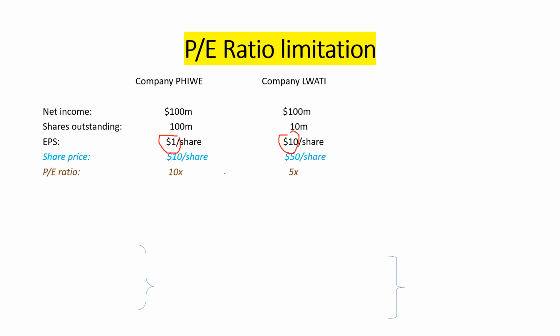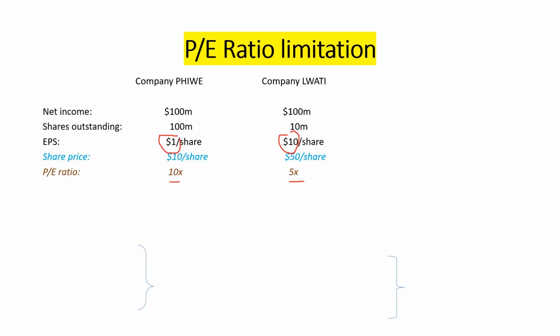And that, ladies and gentlemen, is the concept of the PE ratio. You can see that company Piwe is 10 times and company Lwati is lower at 5 times. So it takes you less time to get your money back. And that is why when people are looking at this figure, they will deduce that company Lwati's shares are cheaper because they have a lower PE ratio. And this is, in this instance, generally and consistently correct.